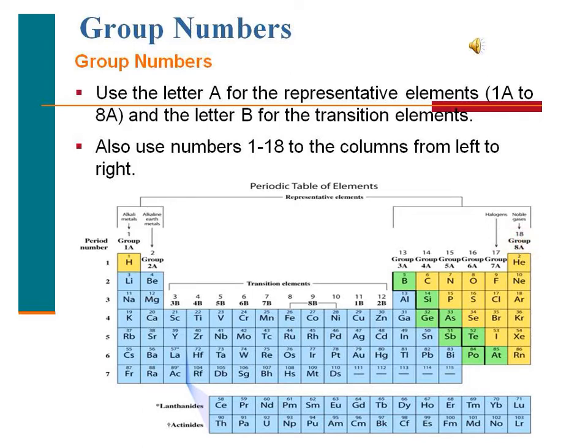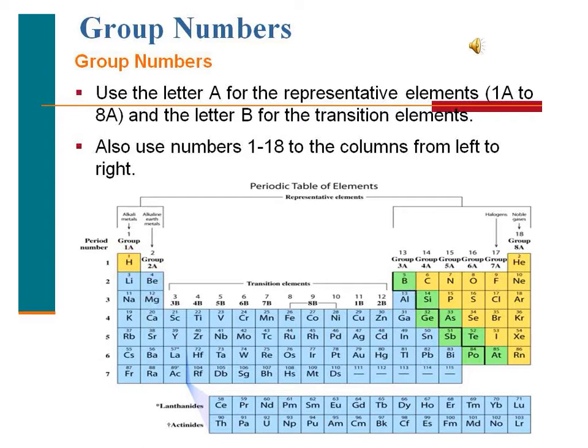The second numbering system is one that we'll actually use quite a bit in terms of helping us talk about the chemical properties of elements. And that's a system that numbers the groups in what are known as the main blocks, or the representative elements, with numbers and the letter A.